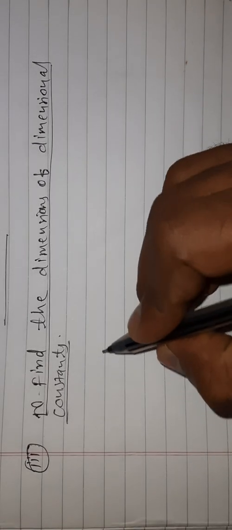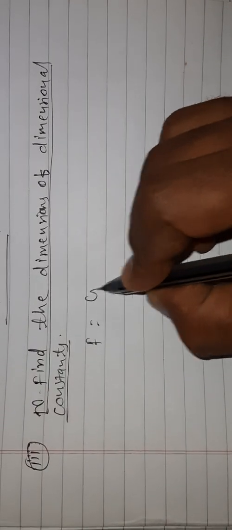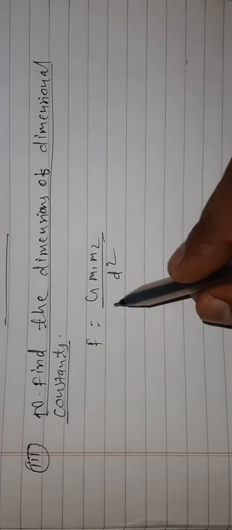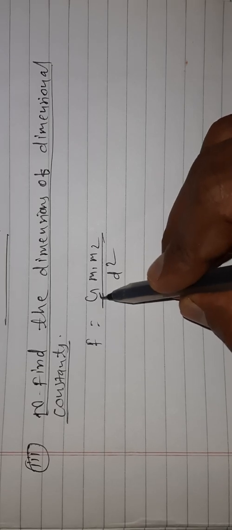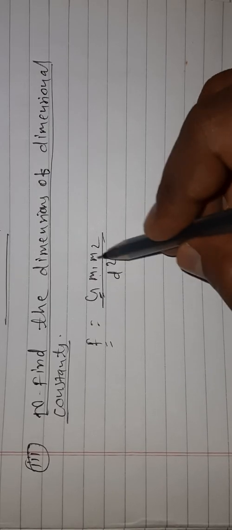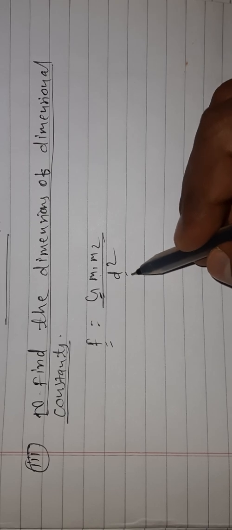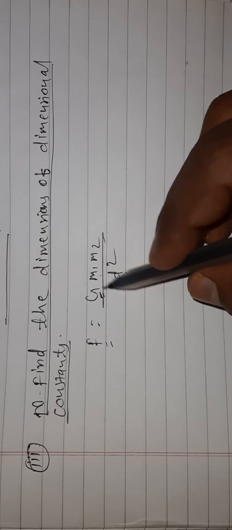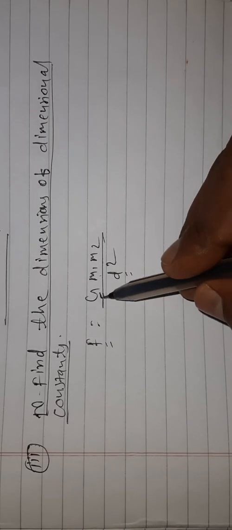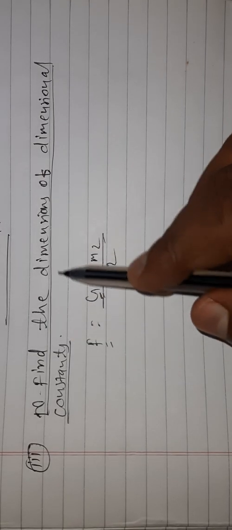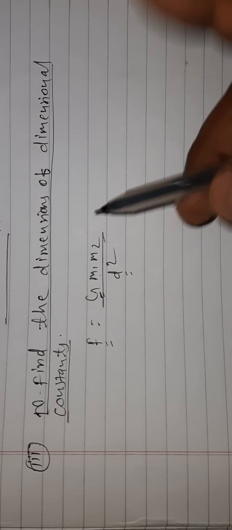Suppose we have a formula that is F is equal to G m1 m2 by d square. Let's see, in this formula this capital G is the gravitational constant, no? So in this formula the dimension of force we know, the dimension of mass we can easily find, the dimension of distance also we can easily find, but what will be the dimension of this capital G, the gravitational constant? If you want to find the dimension of this gravitational constant, then we can easily find it by taking the dimensional analysis of its dimensions, okay guys.